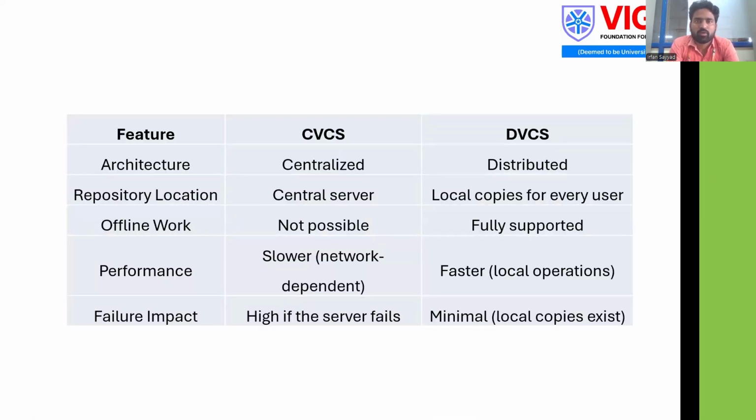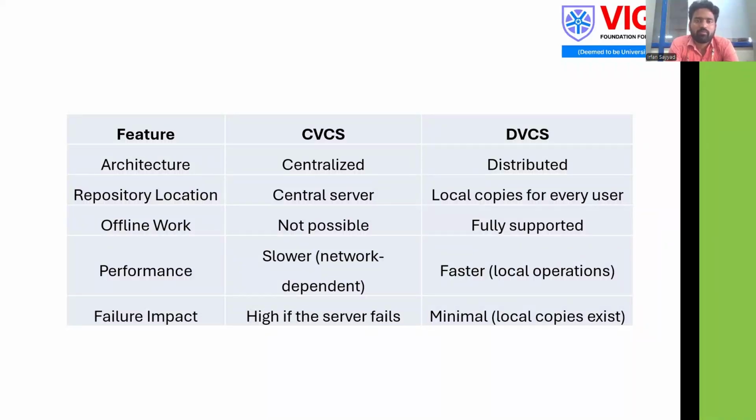So what are the features, and what is the difference between centralized and distributed? Architecture: centralized is centralized, distributed is a distributed version control system. Repository location: in a centralized version control system everything is handled by a central server, but in distributed version control systems all are local copies, so locally we can do the work. Offline work is not possible in centralized version control systems, but a distributed version control system supports offline work because we do the work on our local platform.